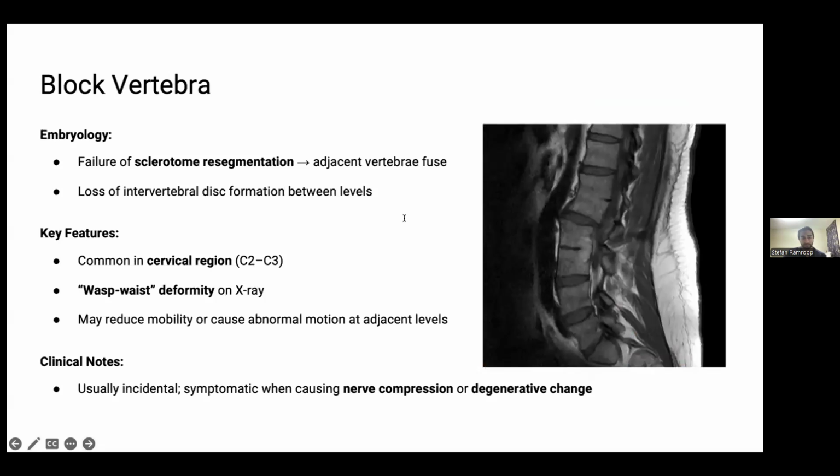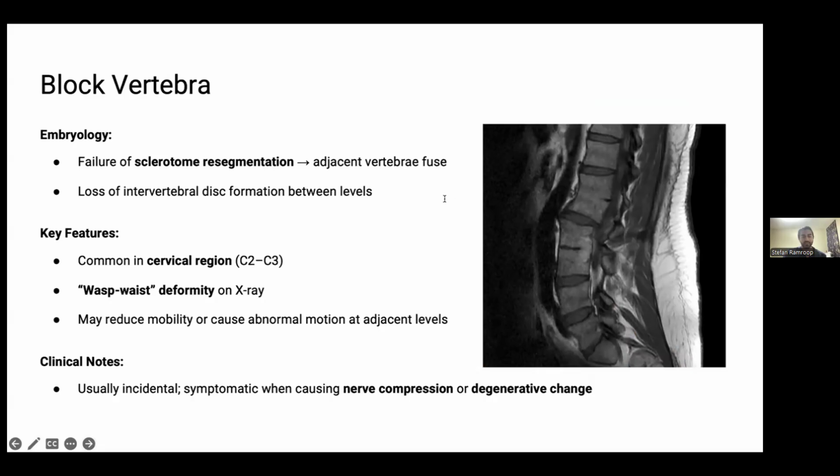So moving on to vertebral column defects. A block vertebra forms when two adjacent sclerotomes fail to segment properly, and that can result in congenital fusion of their vertebral bodies. This is as a result of failure of the resegmentation process, so the intervertebral disc never develops between them. It most often occurs in the cervical spine, where it may restrict motion or predispose to adjacent segment degeneration.